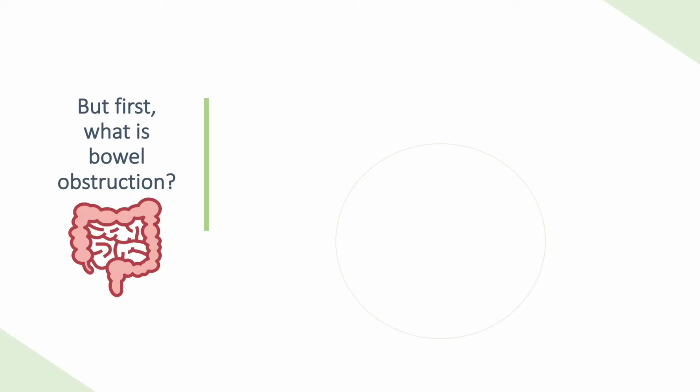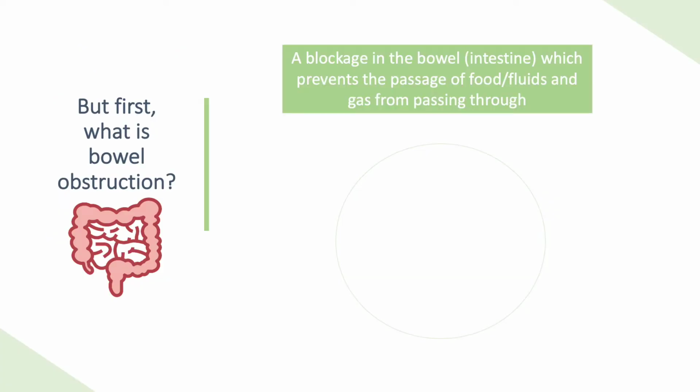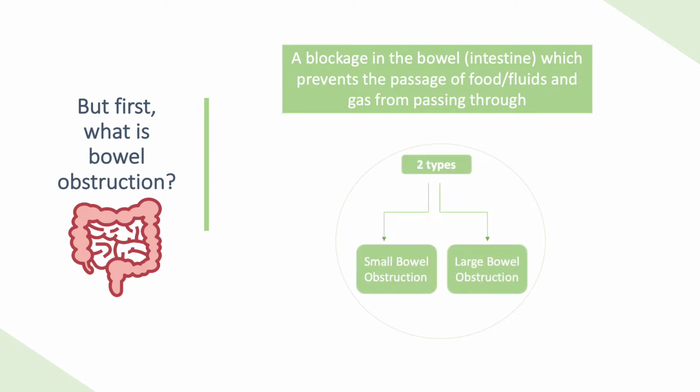But first, what is bowel obstruction? Bowel obstruction occurs when food, fluids, and gases are unable to pass through the gastrointestinal tract. This is due to a blockage in the intestine. There are two types of bowel obstruction, small bowel and large bowel obstruction.